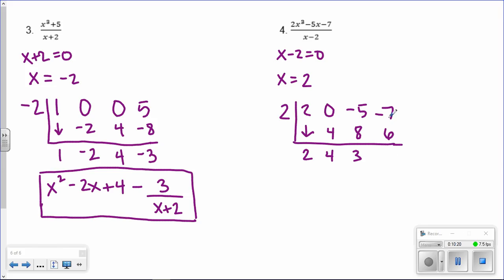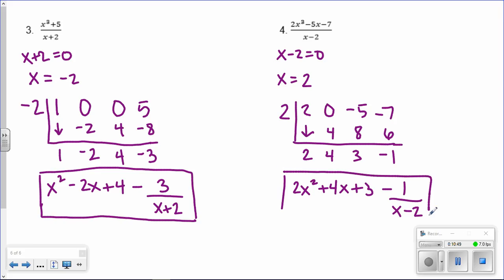Oops, that's a -7. Make sure you don't forget the sign in front of your numbers. So that should be a -7, not a +7. And then add, we get -1. All right, then I can write my answer. So I have 2x, and it would be squared because I started with the cubed, plus 4x plus 3 minus 1 over what I divided by, x minus 2. And voila, you are finished.